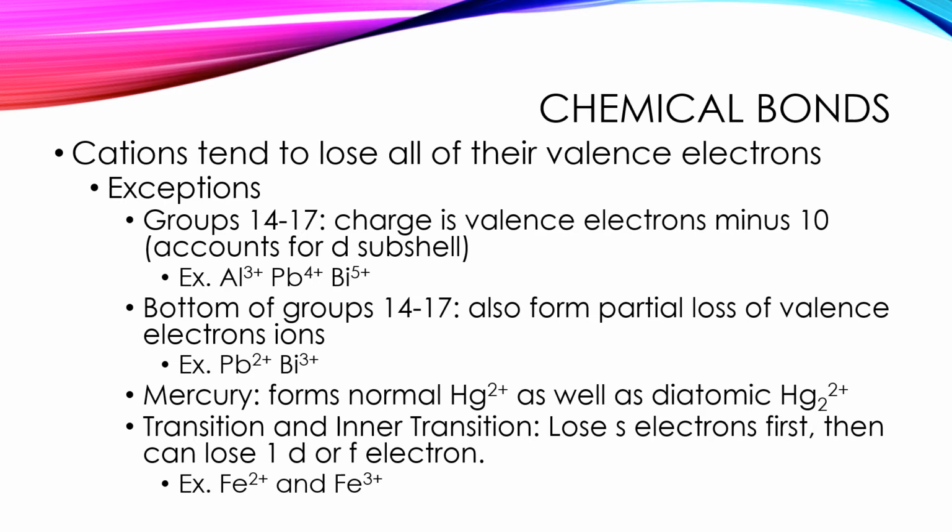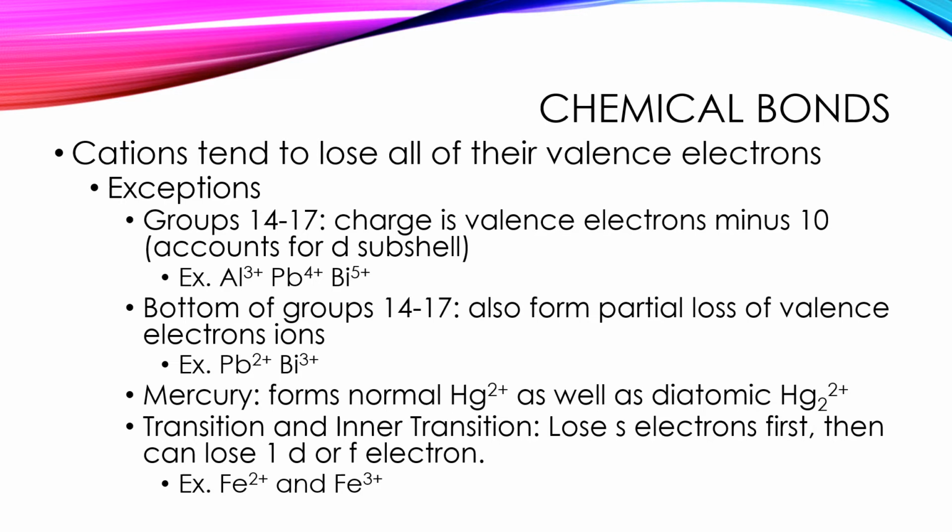We also have the very bottom of those groups. We do have some partial loss of valence electrons. So something like lead can form a positive 2, even though it has greater than 2 valence electrons. Mercury is kind of funky. It can form mercury 2+ as well as a diatomic mercury 2+.